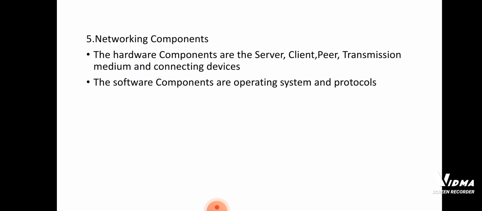Fifth one, networking components. There are two kinds of components, hardware and software. Hardware components include the server, client, peer, transmission medium and connecting device. The software components are the operating system and protocols.